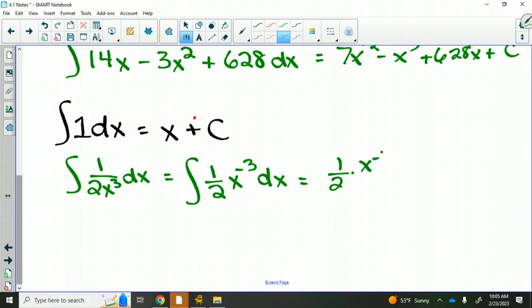Add 1 to the power. Divide by that power. Plus c. And then they always want us to fix our negative exponents with those x's. So I'll end up getting 1 over -4x squared plus c.